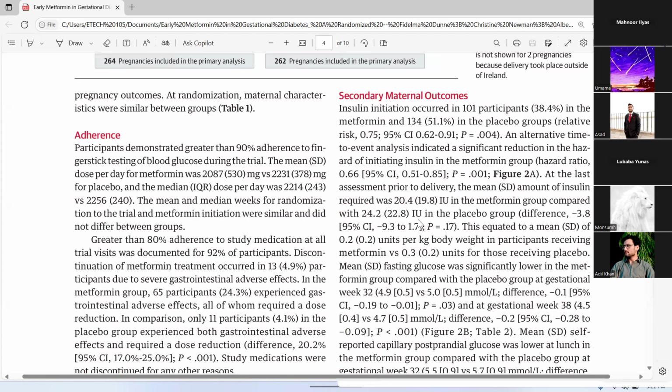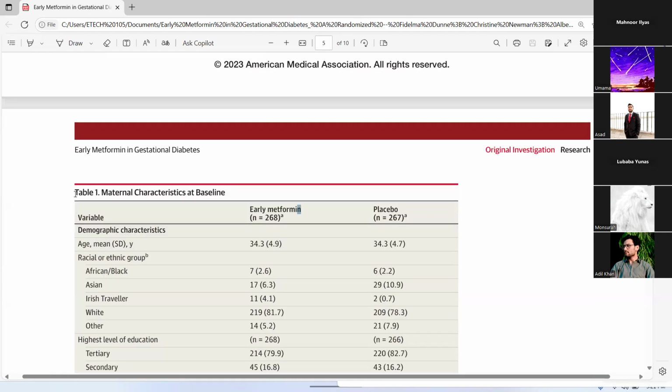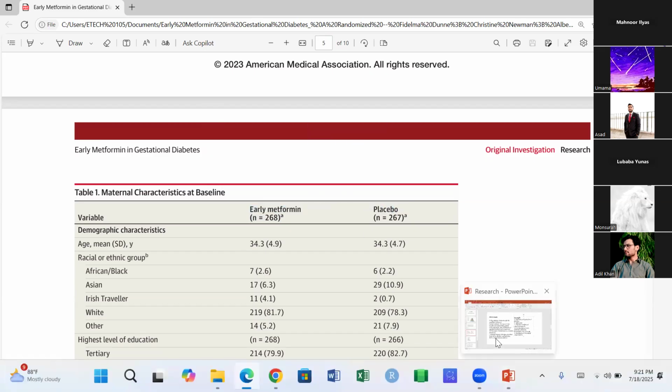You can also judge your intervention and control from table 1. I'll explain later what table 1 is, but table 1 is the baseline characteristic table. You can directly come to table 1 and see what your intervention and control are. So I can see from here, early metformin is the intervention, and placebo is my control. So I hope this is clear. Moving on again towards our slides.